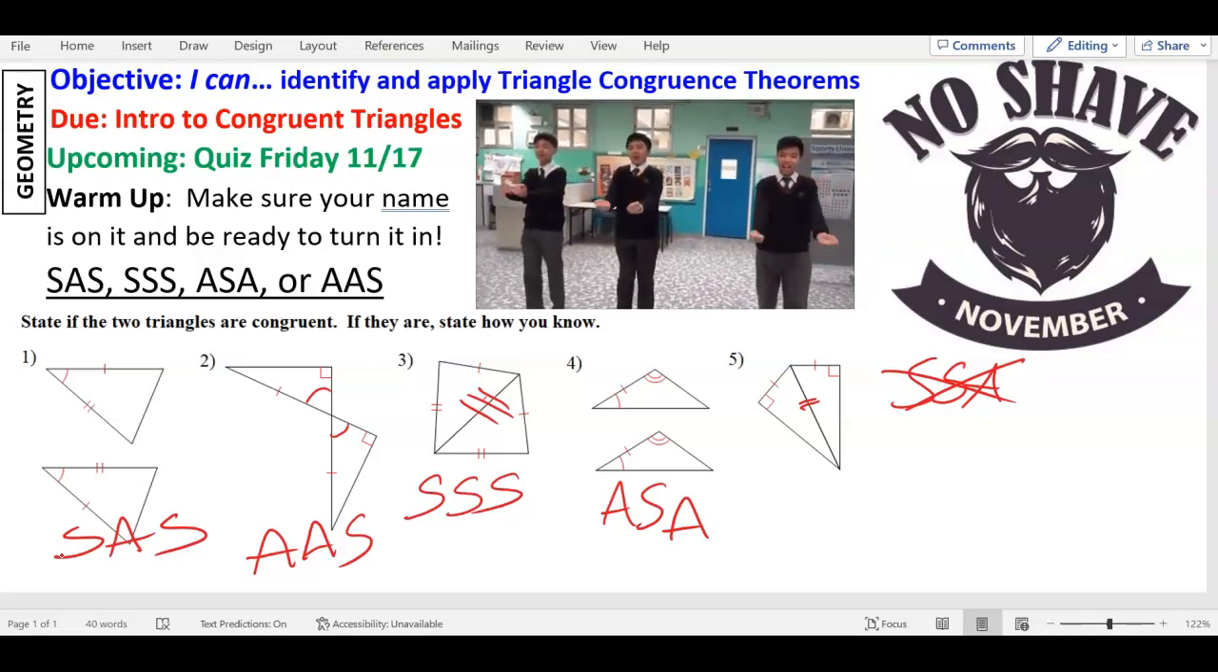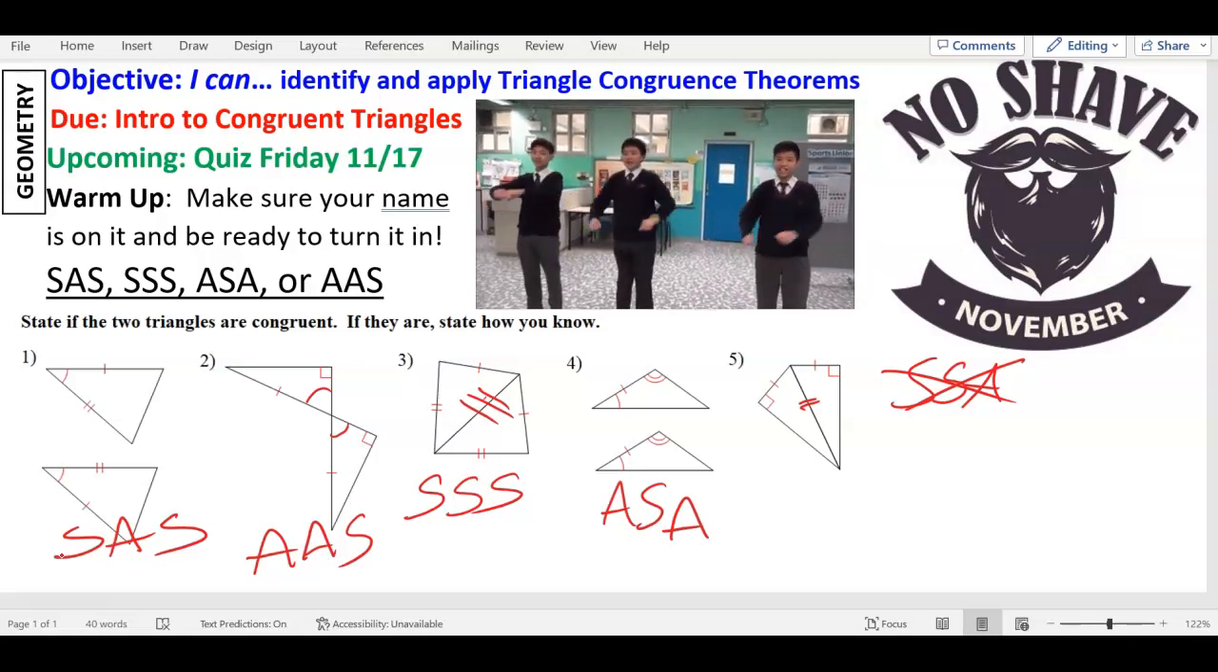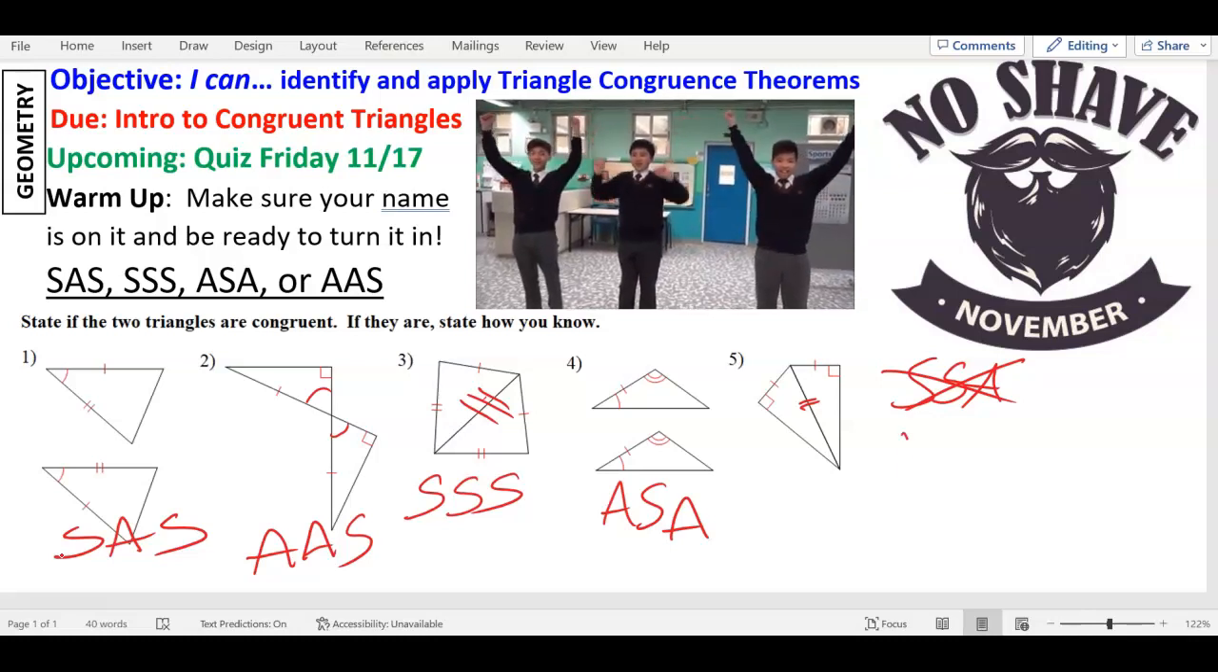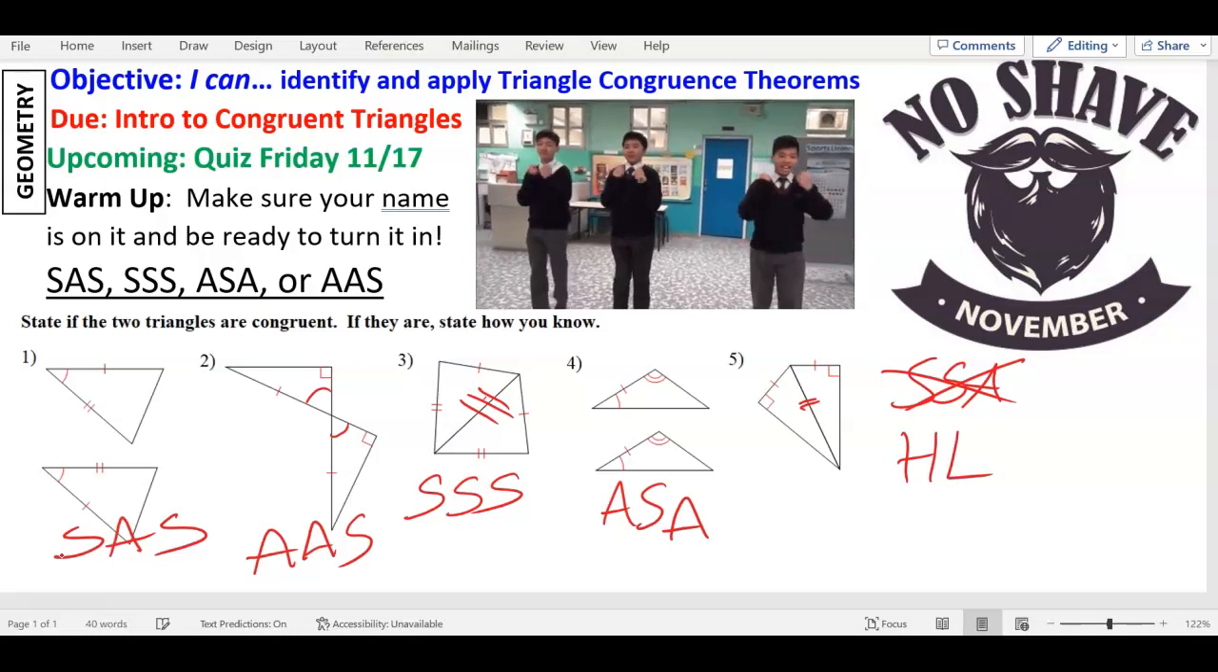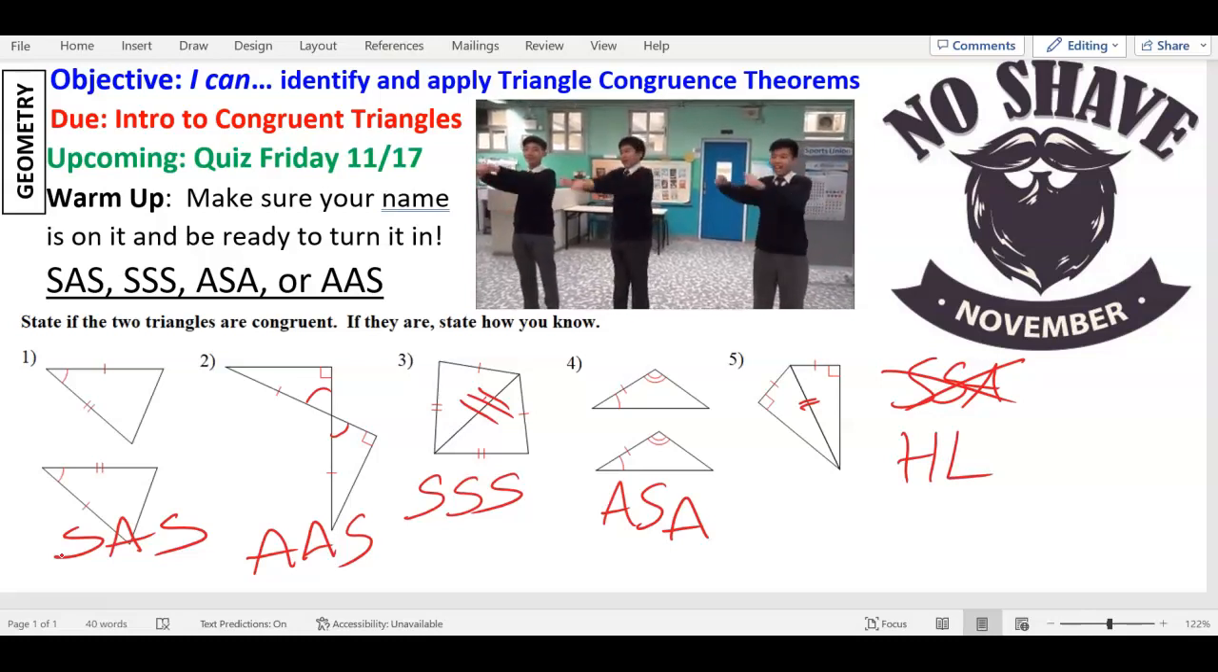But if it's a right triangle, that's the one we didn't talk about yesterday. That's called HL, okay? And I'm going to show you in a minute on the notes. But go ahead and write HL. That's good for the notes, warm-up for today.